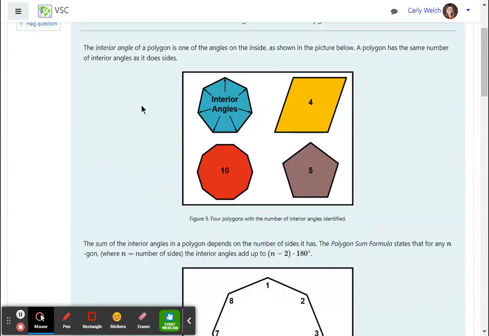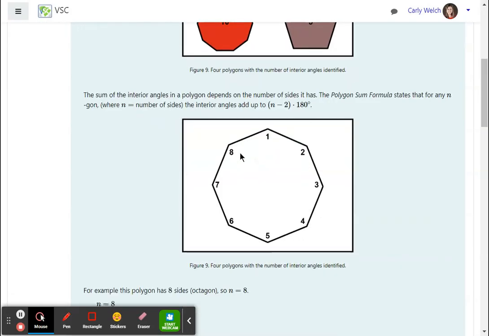Interior angles of a polygon are the ones on the inside of the shape. A polygon has the same number of interior angles as it does sides. So a quadrilateral has 4 interior angles, a pentagon has 5 interior angles, and a decagon has 10 interior angles.